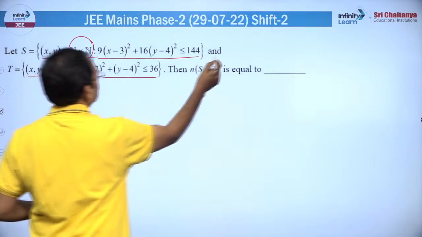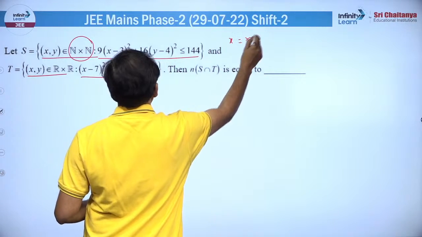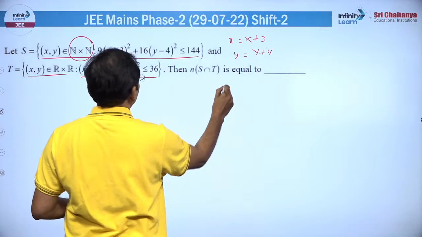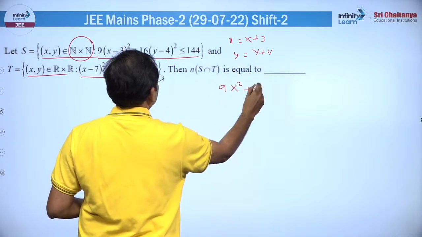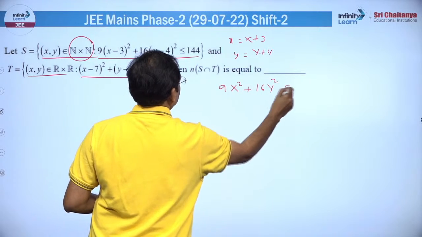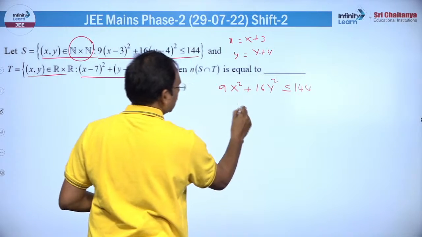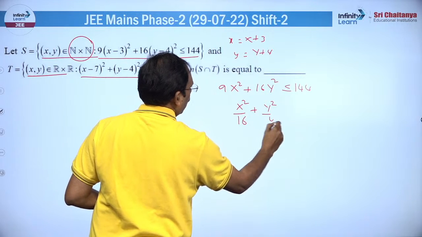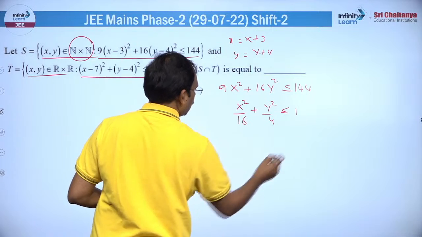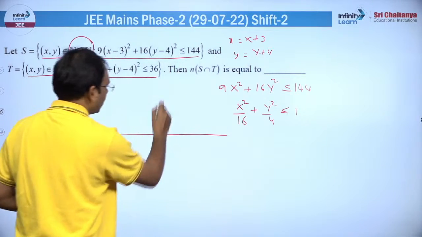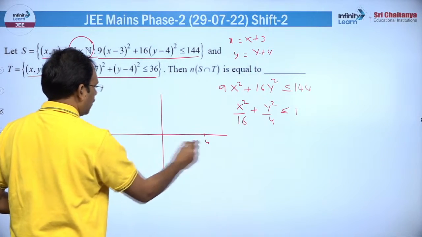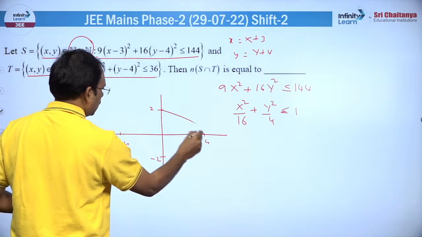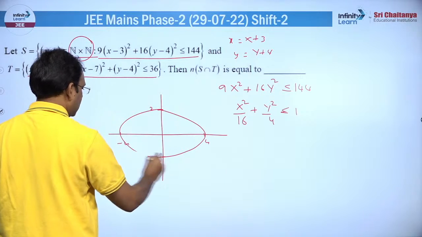It is a bit lengthy, but to avoid calculation, shift the origin to the point: small x is equal to capital X plus 3, small y is equal to capital Y plus 4, so that this becomes 9x square plus 16y square less than or equal to 144, that is x square by 16 plus y square by 4 is less than or equal to 1, which is an ellipse, my dear friends. Here 4, minus 4, this is 2, minus 2, this is the 1, my dear friends.